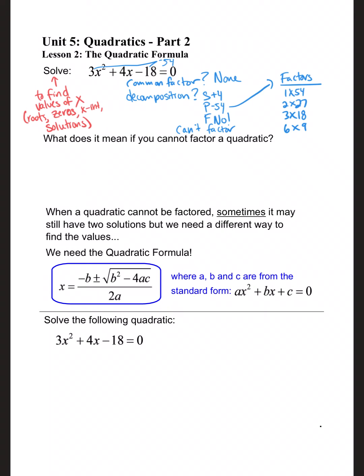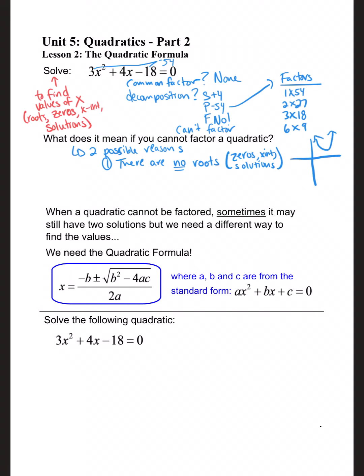So when you cannot factor, there's two possible reasons why. The first reason is there's just no roots. There's no x-intercepts. We've seen quadratics that look like this. And remember, roots are our zeros, our x-intercepts, our solutions. And that means we have a quadratic that's going to look something like this, where it sits above our x-axis. It doesn't actually touch our x-axis. That's why there's no zeros.